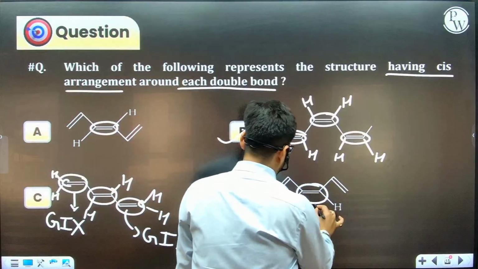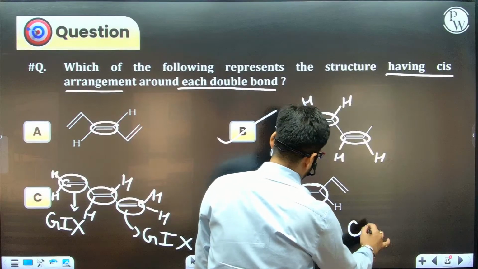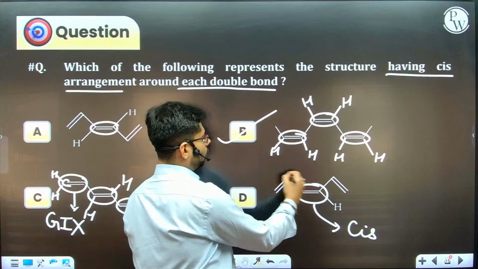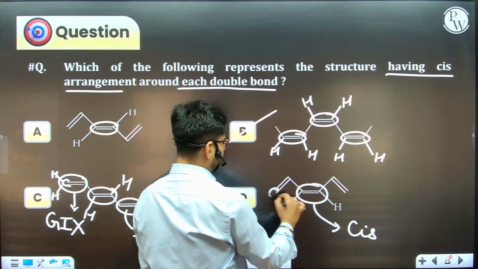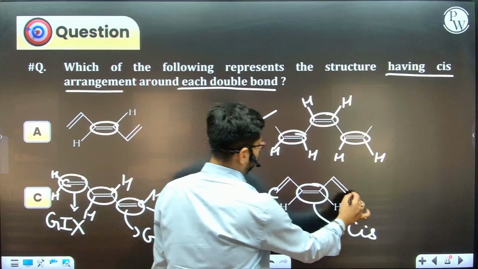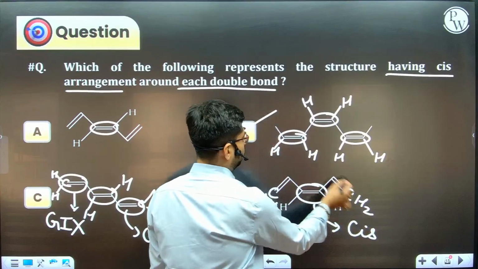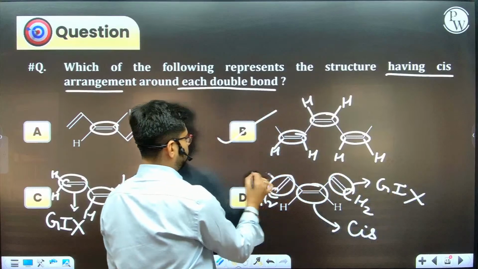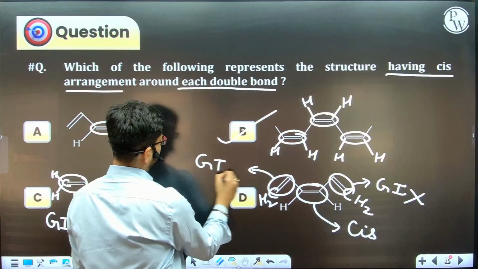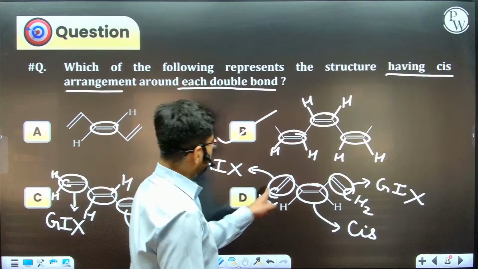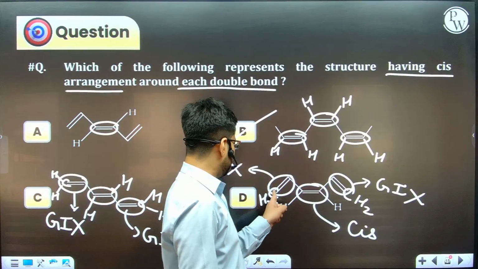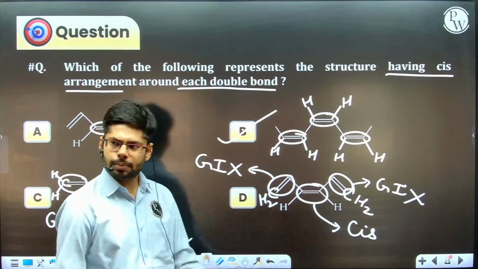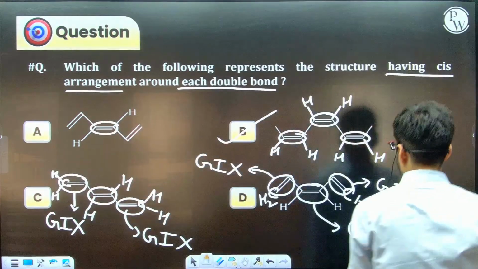Here around this double bond, it is cis, because these two hydrogen atoms are lying on the same side. Again, around this double bond, there is no GI because of the same problem. Here you have CH2, here also you have CH2. So around this double bond, there is no GI. Similarly, around this double bond, there is no GI. If this carbon has same groups attached to it, then around the double bond, GI is not possible. So answer is B.